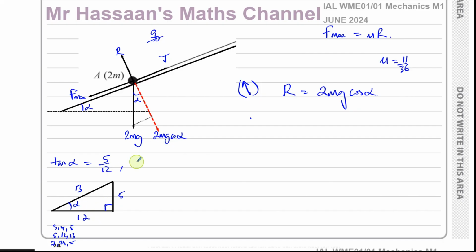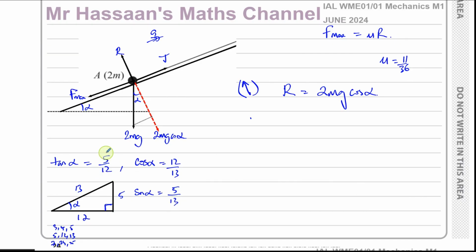So in this case, we want the cosine of alpha. The cosine of alpha is going to be the adjacent over the hypotenuse. That's 12 over 13. And if you wanted the sine of alpha, which you probably will do later, that's going to be opposite over hypotenuse, which is 5 over 13.